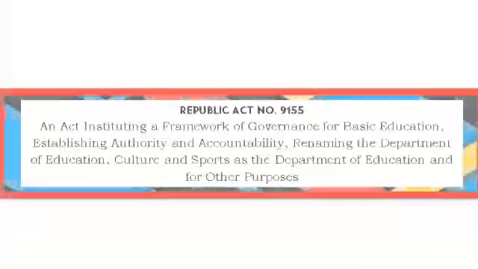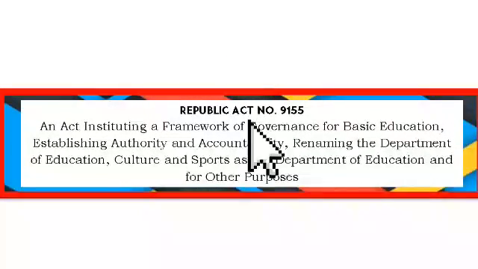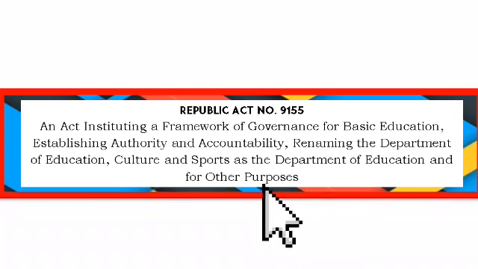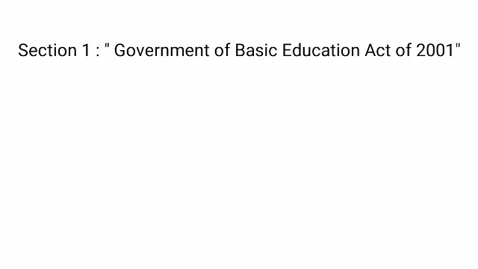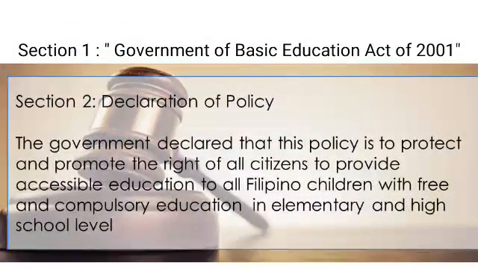We're here now in our second topic, the Republic Act 9155. This is an act instituting a framework of governance for basic education, establishing authority and accountability, renaming the Department of Education, Culture, and Sports as the Department of Education, and for other purposes. In Section 1, Governance of Basic Education Act of 2001. Section 2, Declaration of Policy. The government declared that this policy is to protect and promote the rights of all citizens to provide accessible education to all Filipino children with free and compulsory education in elementary and high school level.